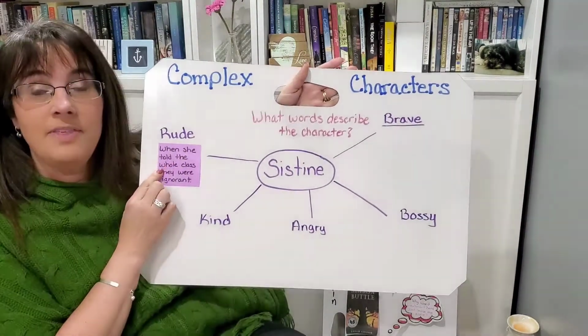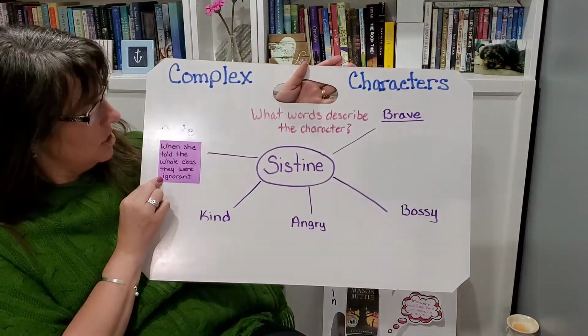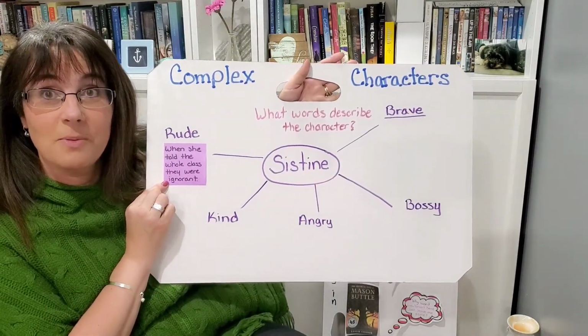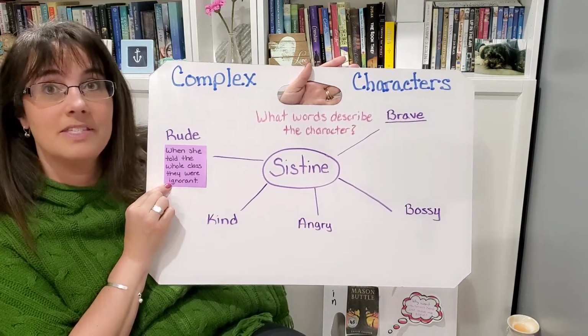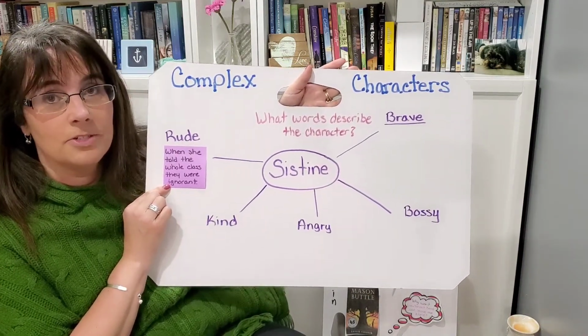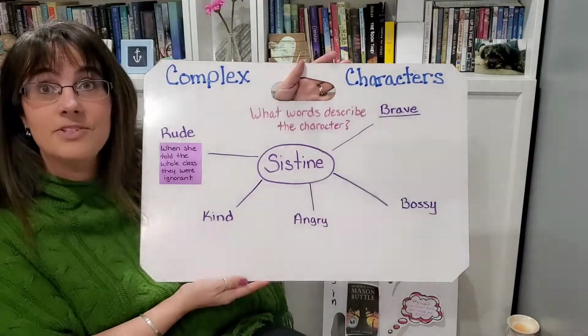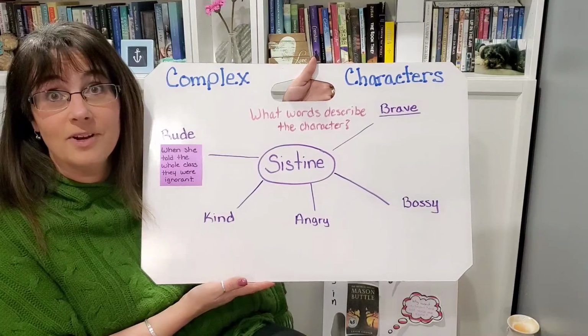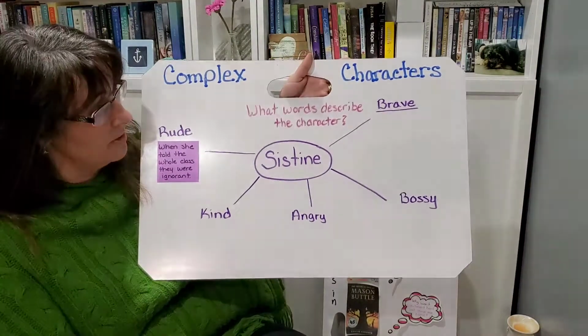So here's the example that I came up with. I said, well, I think that she was really rude when she told the whole class that they were ignorant. Do you remember when she said that? She said all the people in the South are ignorant, even the teacher. And the teacher didn't like that very much, right? That's pretty rude. So that showed that that was one way that she acted. One of her traits was being rude.